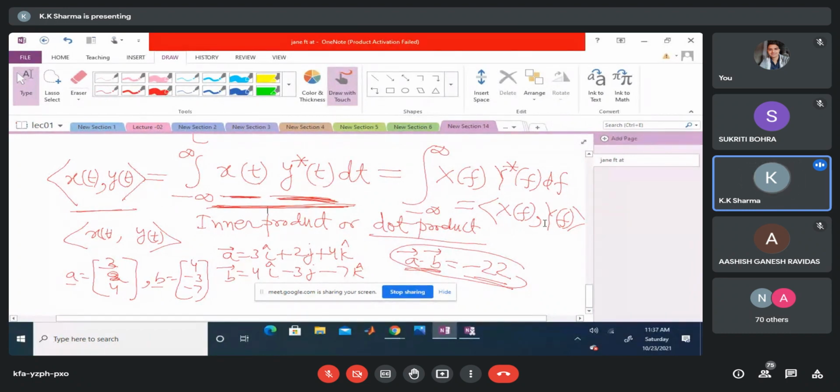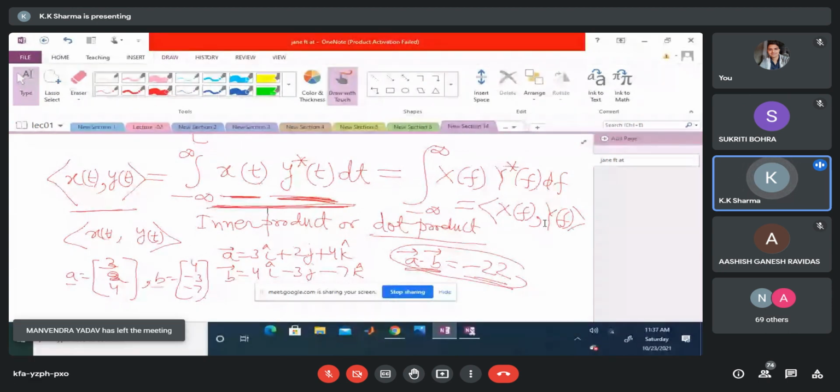If the inner product is 0, the two signals will be... what do you call vectors when the dot product is 0? Perpendicular. Perpendicular to each other, then we will call it orthogonal here. The two signals x(t) and y(t) will be orthogonal to each other if their inner product is 0. That means the value of this integral is 0.